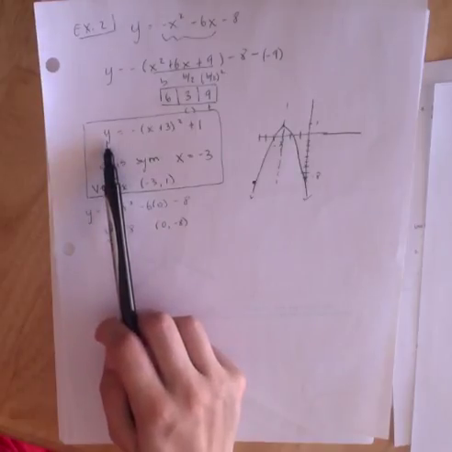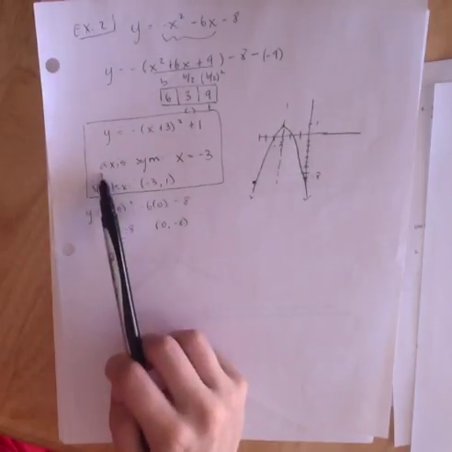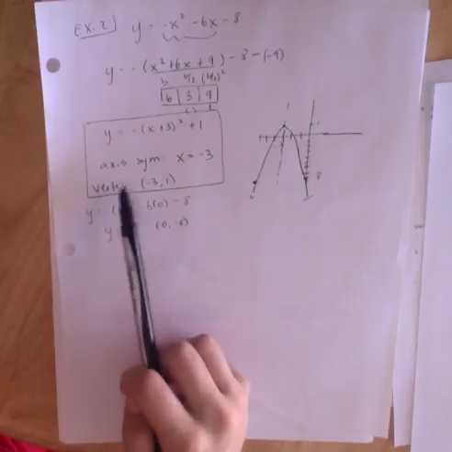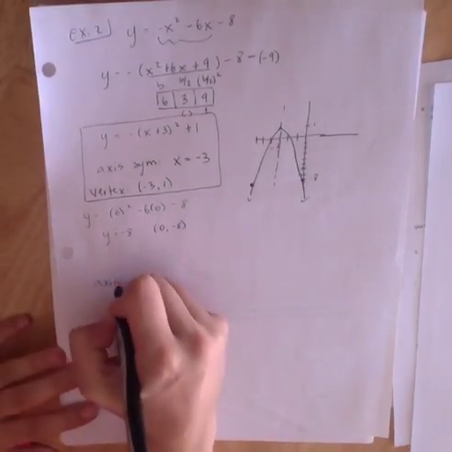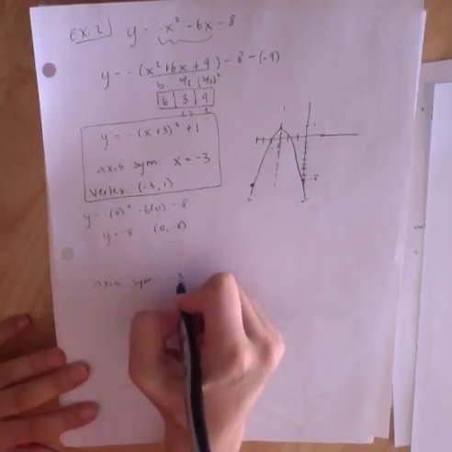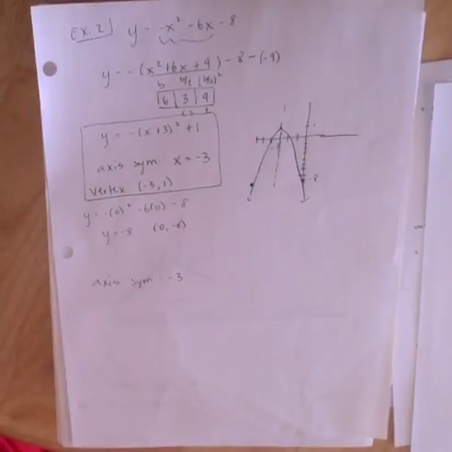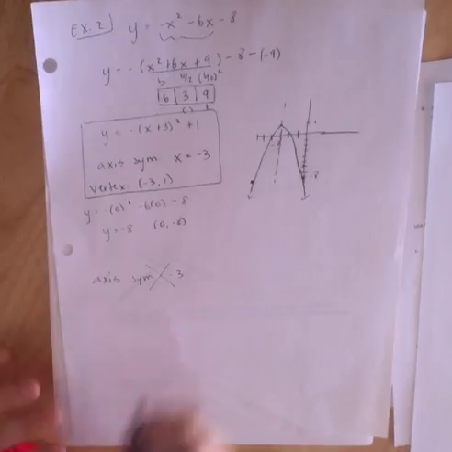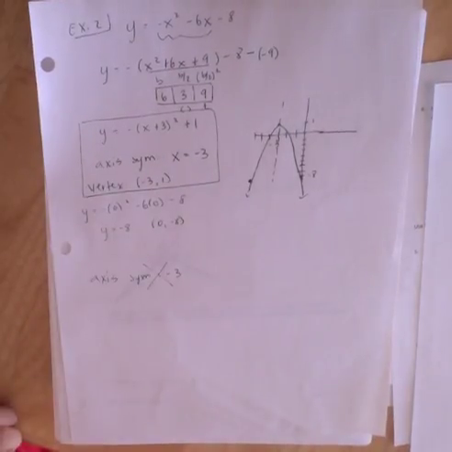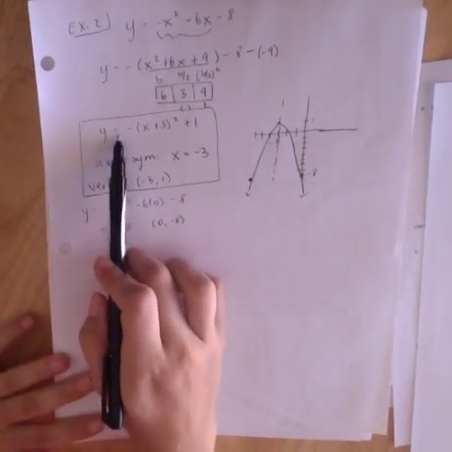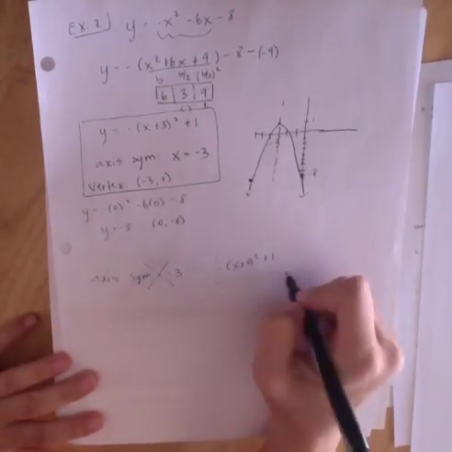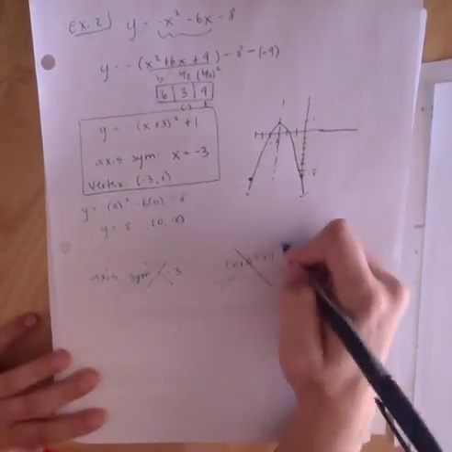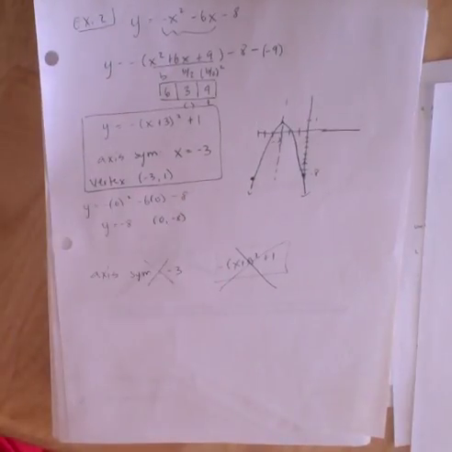You have to have your function in vertex form. You have to have your axis of symmetry labeled and your vertex labeled. Notice you cannot say axis of symmetry is negative 3. That's not true. It has to be x equals negative 3. Also, you have to have y equals here. You cannot just say negative times x plus 3 squared plus 1. Oh, that's my function. No, you have to have y equals. You have to write it in the appropriate function manner.